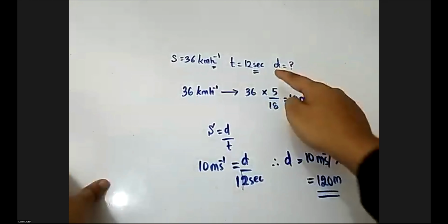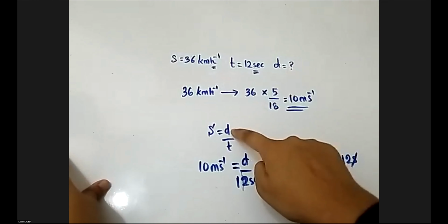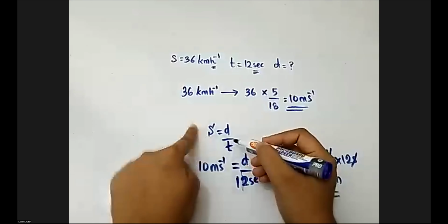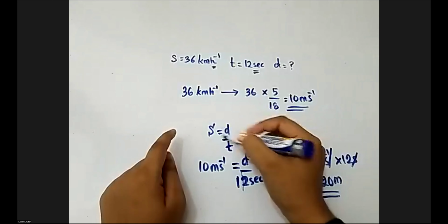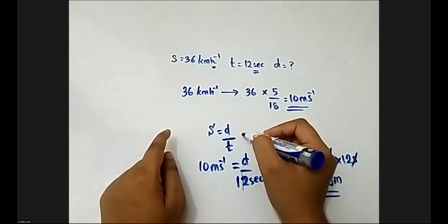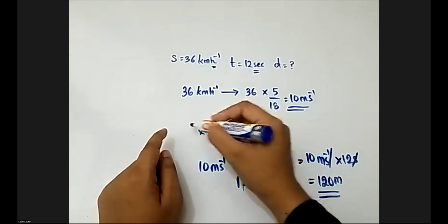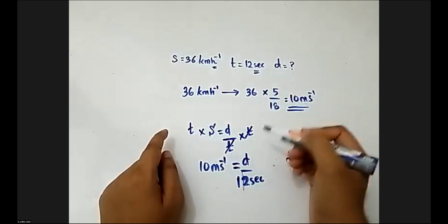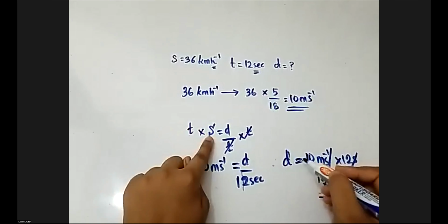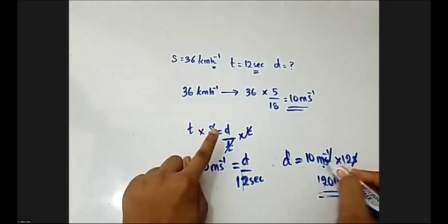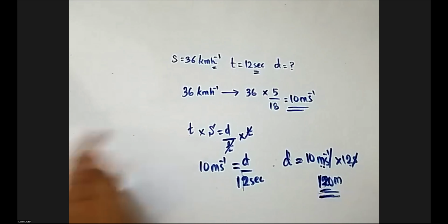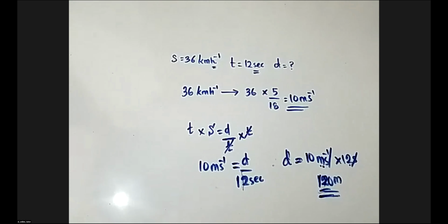In this one, we need distance as the subject. Distance as the subject means, how can you make it? You have to remove this T from this side and keep D alone. This is a division. If you want to remove T and there is a division, you have to multiply both sides by T. Then T and T cancel. Now D is alone, so you multiply speed and time. Then you get the final answer, 120. Is that clear for you, Safia?